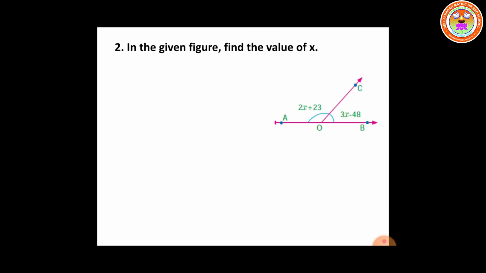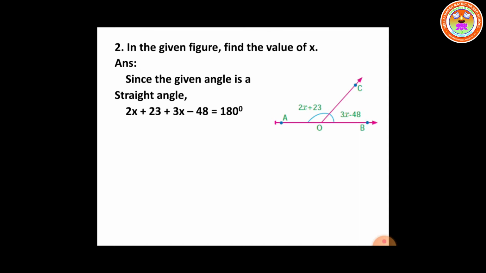Both are in a linear pair, so their sum will be 180 degrees. Already we have studied that. So how to write the answer? Since the given angle is a straight angle, meaning 180 degrees, angle AOB is a straight angle. Next, 2x plus 23 plus 3x minus 48 is equal to 180 degrees.